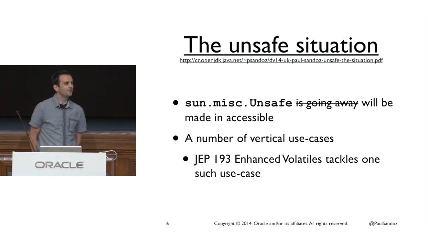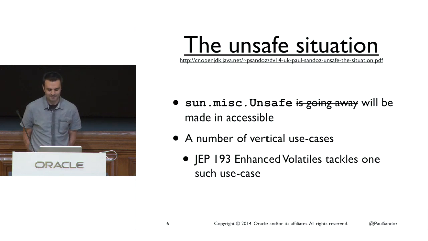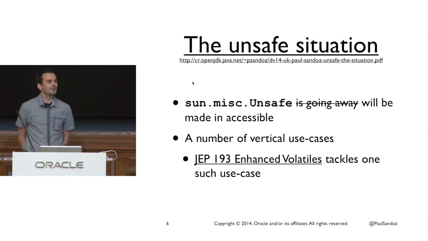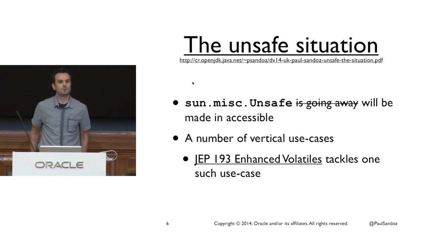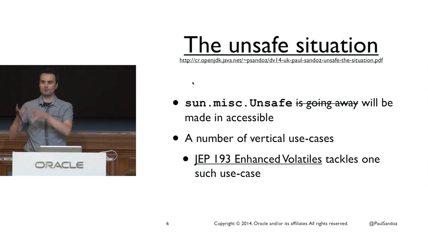So just a bit more about the unsafe situation. I have some slides pointed to here which talk about it a bit more. When I say unsafe is going away, it's not actually going away, but it should be made not accessible, because Jigsaw will enforce strict module boundaries, so it's not going to be accessible to people in Java 9.